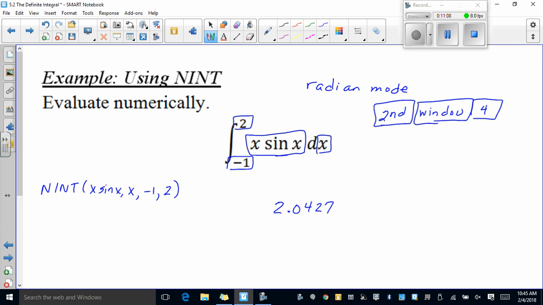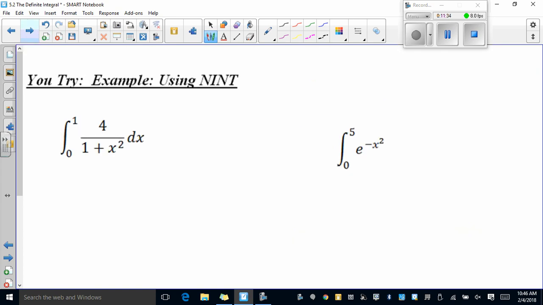It is that simple. Okay, so the next one, you're really just going to be putting things into the calculator and seeing what you get. So this one is the integral from 0 to 1 of 4 over 1 plus x squared dx. Fill this into the calculator, you get 3.1415. And if you rounded, you would give either 3.141 or 3.142.